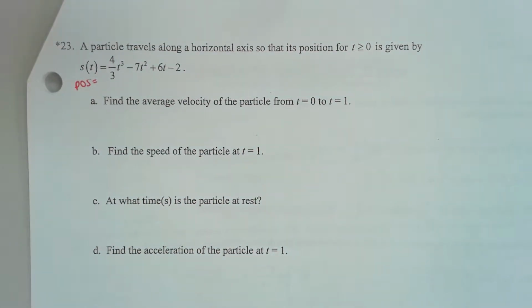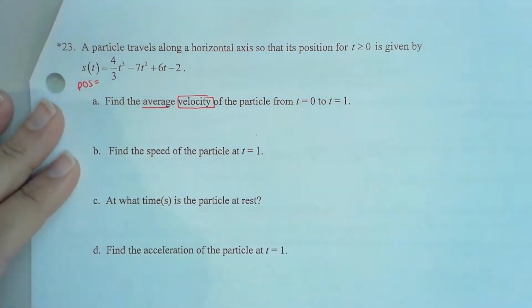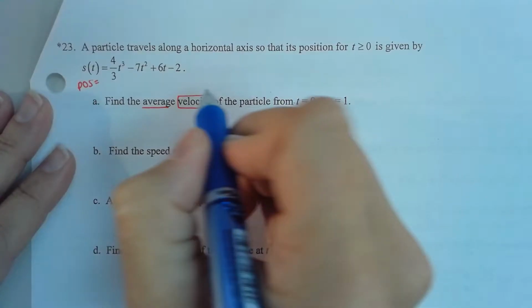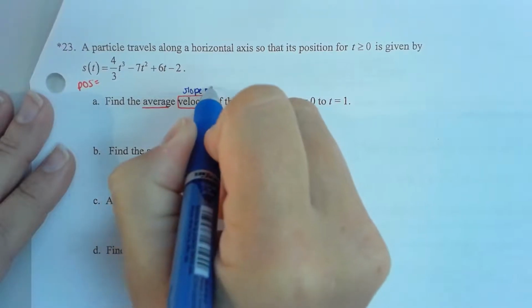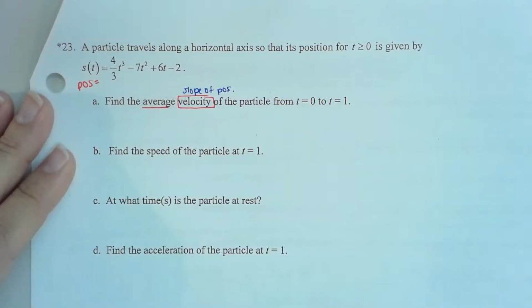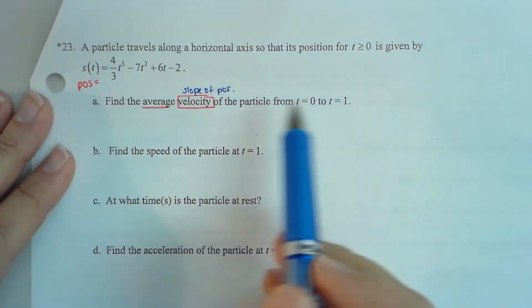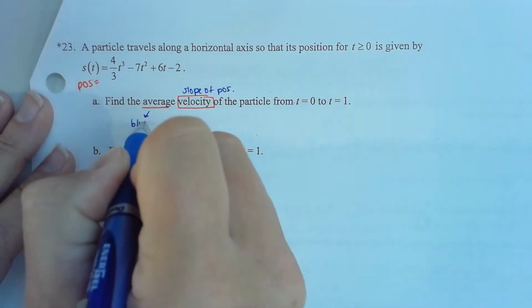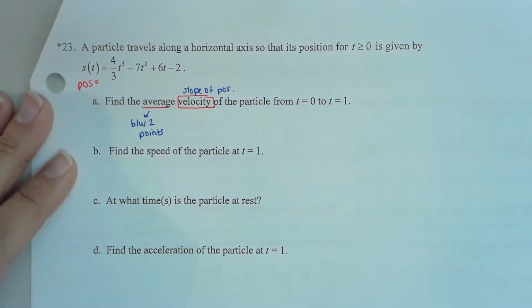Part A says find the average velocity. So this is something we briefly talked about at the end of class or during our review on Wednesday. Velocity, by definition, is the slope of the position function. They want the slope on this graph between these 2 points. This is an Algebra 1 question. This has nothing to do with the derivative, right?